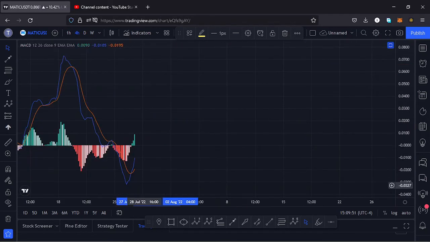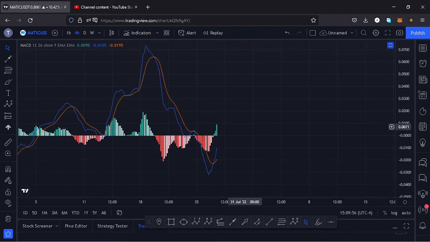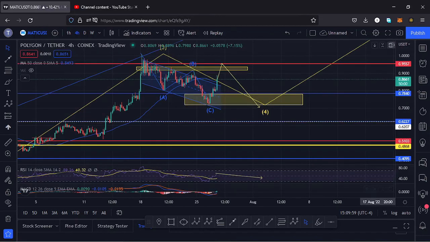Here on the MACD we have printed a bullish cross, and that would mean higher prices on the Polygon Matic chart are coming our way. So let's be patient and see how that plays out, and I'll keep you updated.